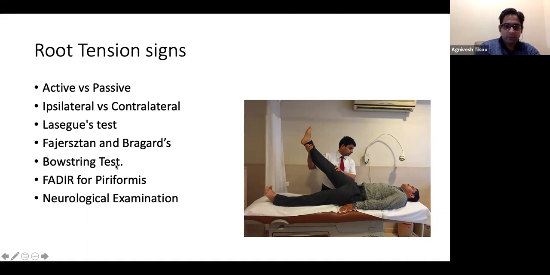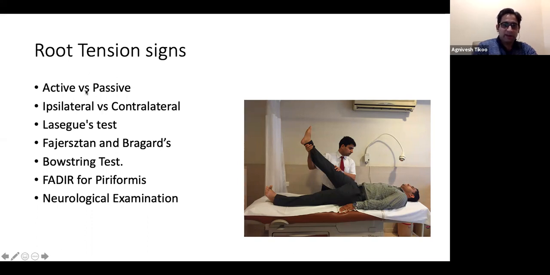The other one is the bowstring test. In the bowstring test, you stand at the foot end of the patient, not on the side. You hold his leg up and stabilize it at a point where the patient complains of pain, then slightly lower it, and apply pressure on the popliteal fossa. This presses the sciatic or tibial nerve, stretching it and causing pain. This is called the bowstring test. Theoretically you should know all this, but the main examination points are the SLR.